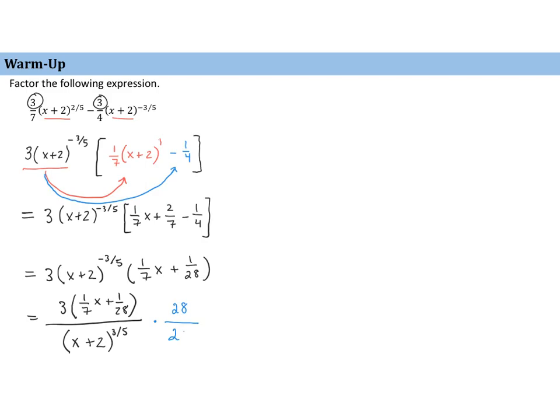So if I multiply the numerator by that in order to clear the fraction, then I multiply the denominator. And so we obtain, now I only need to multiply the 28 by one of these. It's either going to be the 3 or this expression. So I'll choose to multiply the 28 by this expression. I'm not distributing the 28 to the 3 and to that quantity. So we have 3 times 4x plus 1 over x plus 2 to the 3/5.